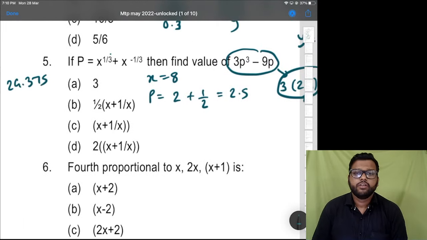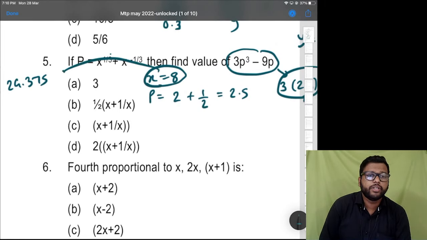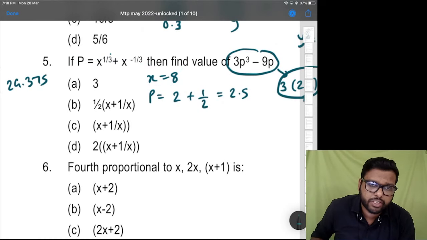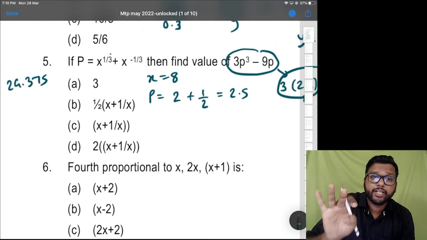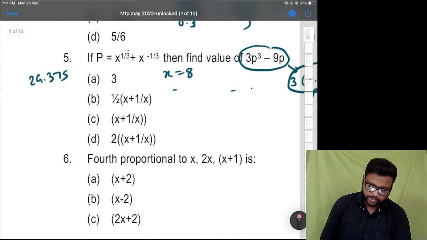24.375. Now what we'll do is, we have assumed x as 8. When x is 8, this is 24.375, right? So we'll put x is equal to 8 in each of the options. Let's put x is equal to 8 in each of the options. If we put x is equal to 8 in the first option, let me erase this.